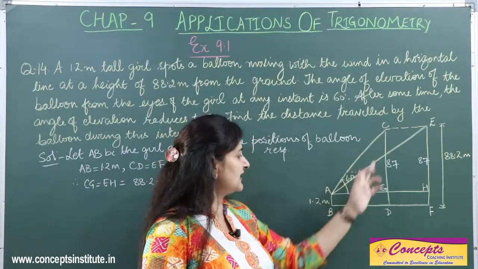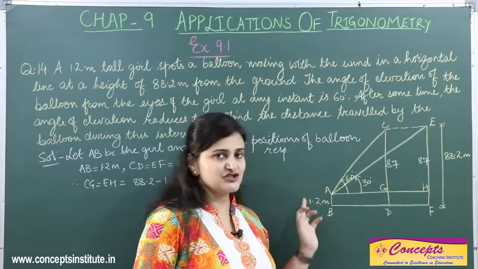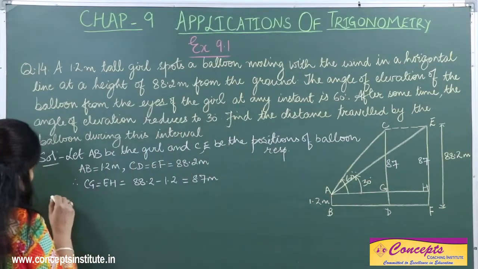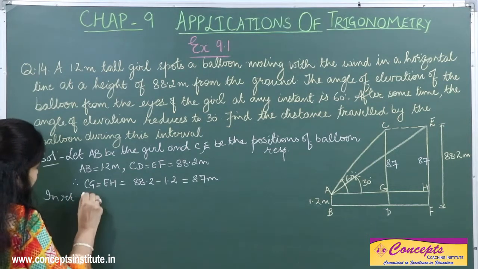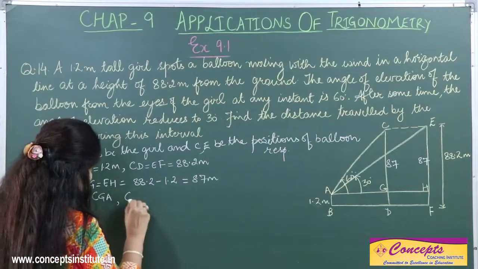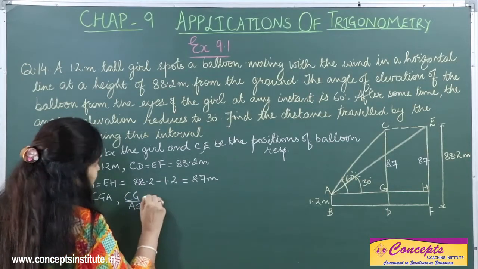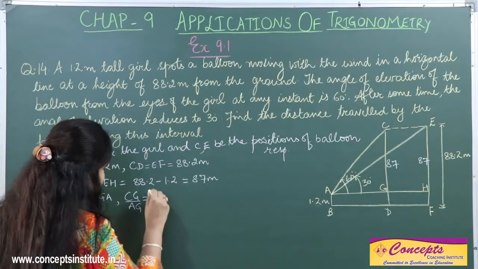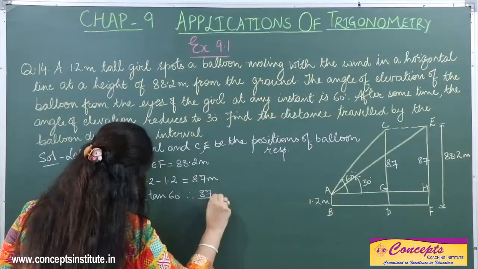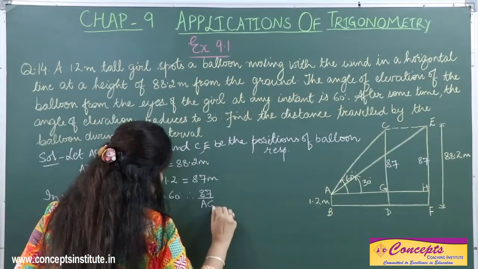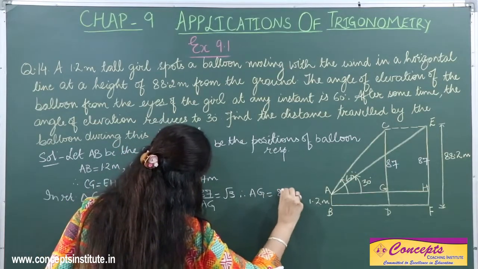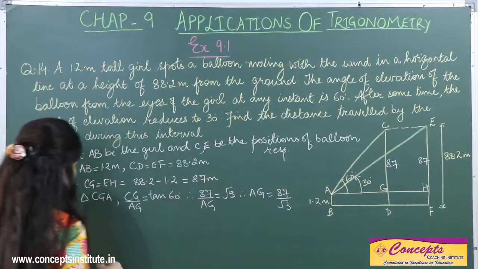Now let's identify which two right triangles do we have. We have the right triangles CGA and EHA. So let's apply trigonometric ratios on these two angles. So in right triangle CGA, CG upon AG is equal to tan 60, and CG we know is 87, AG I don't know, and tan 60 is root 3. So what would AG come out to be? It would be 87 upon root 3.